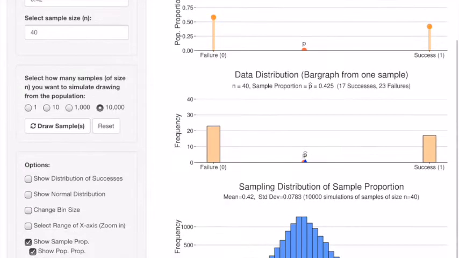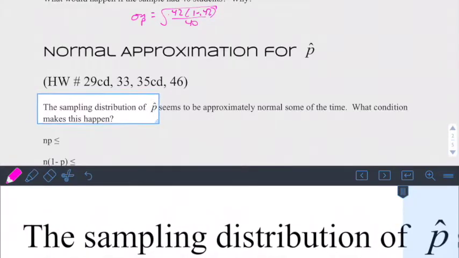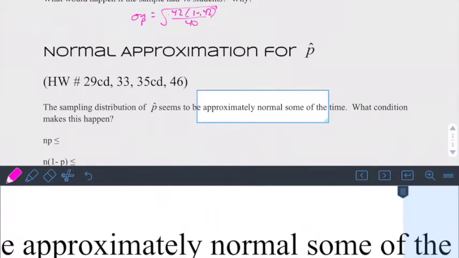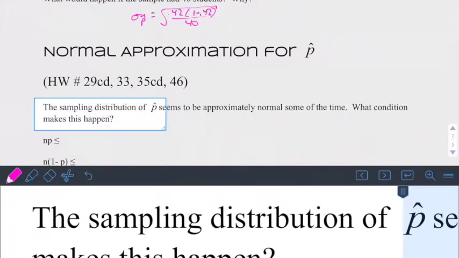You see how my sampling distribution is about half as wide? It used to be almost the whole thing. The sampling distribution of p hat seems to be approximately normal some of the time. What conditions make this happen?